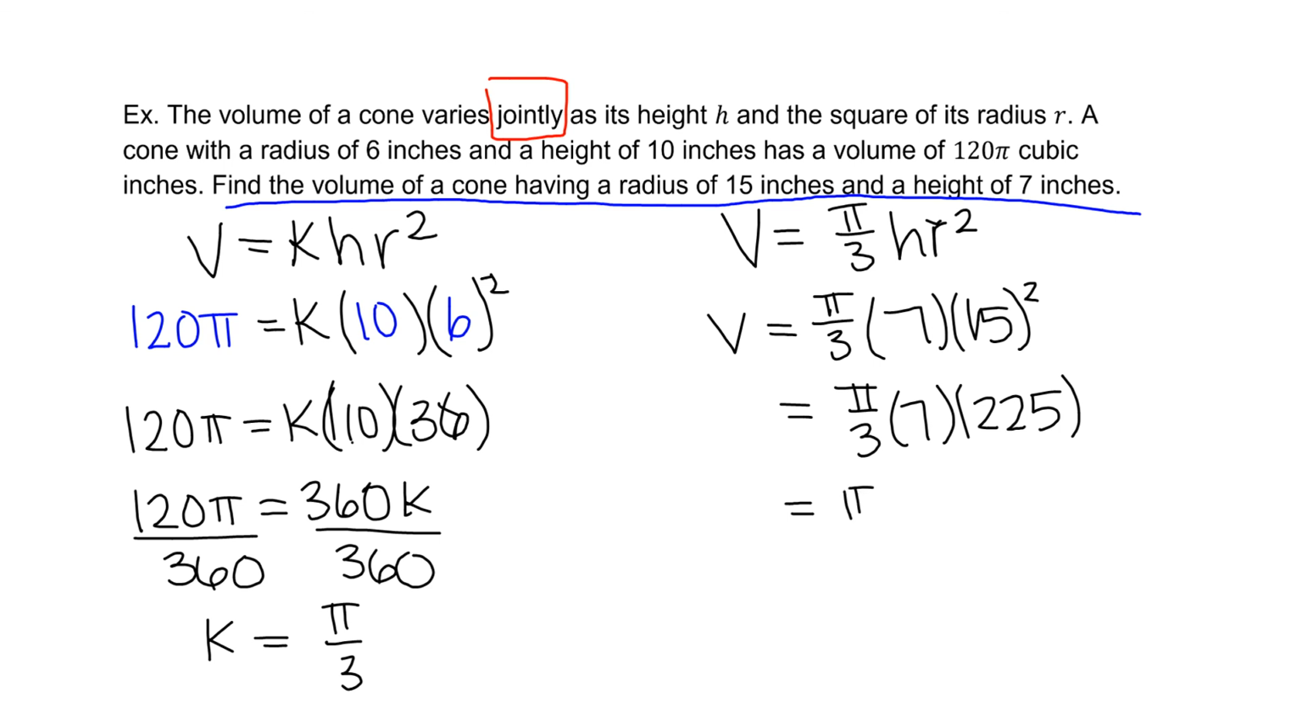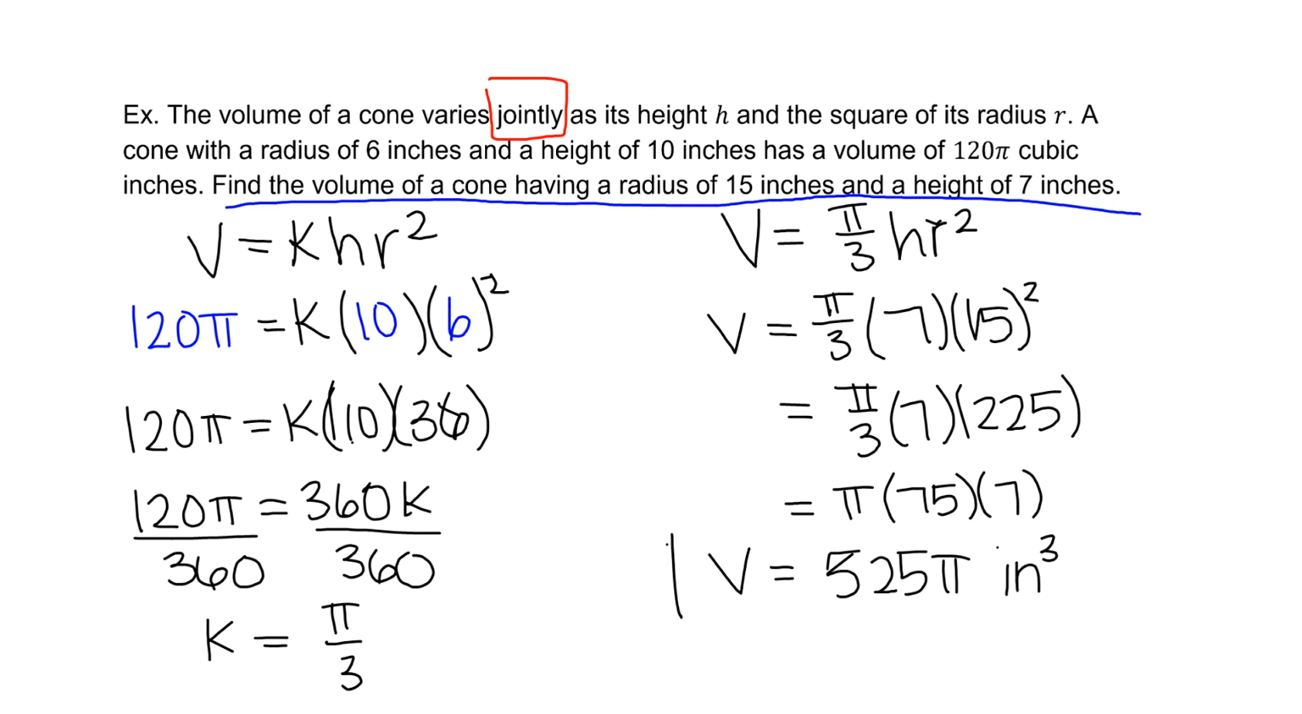So we're going to have pi times 75 times 7. So I'm going to leave my final answer in terms of pi. So I get my volume is equal to, and then 75 times 7 is 525. So I get 525 pi. And because we are talking about volume and we do have units in this problem, my units are inches, I'm going to get inches cubed. So my volume is 525 pi cubic inches.